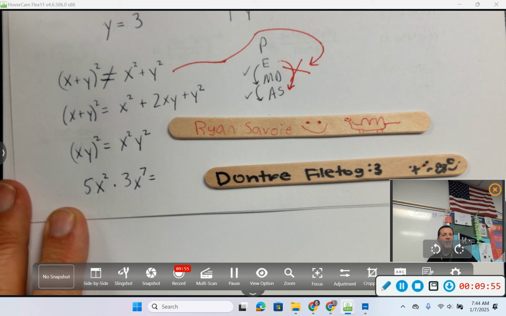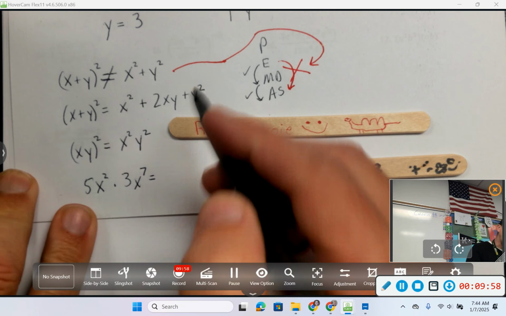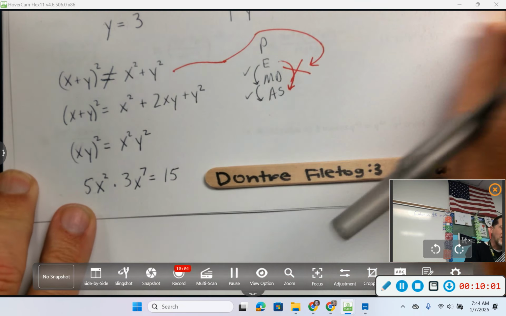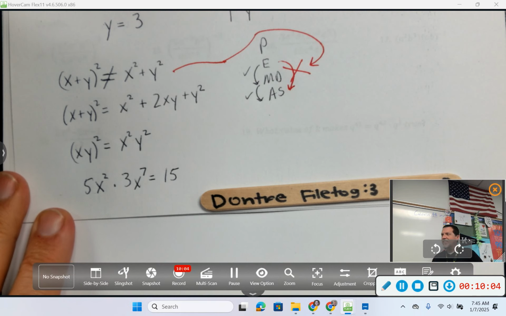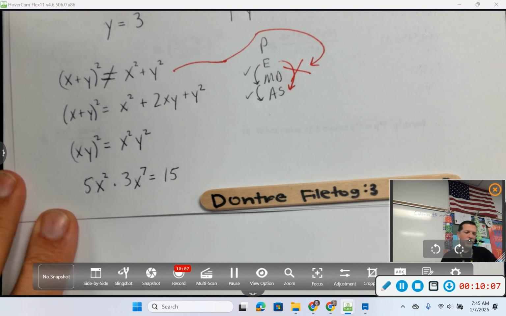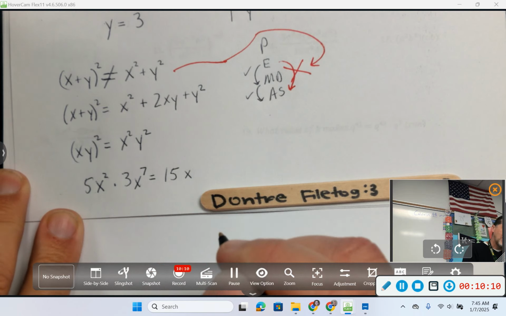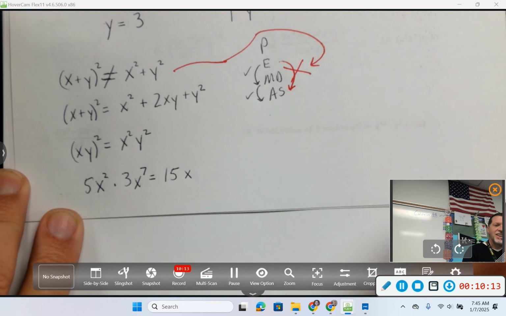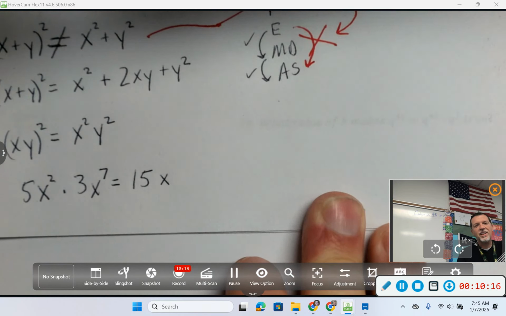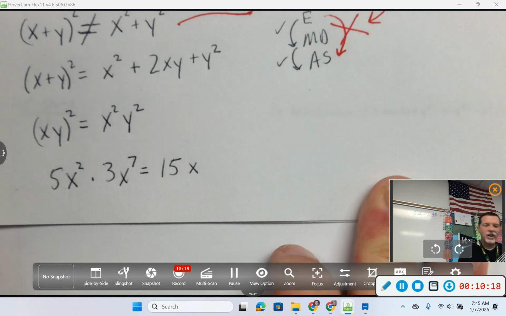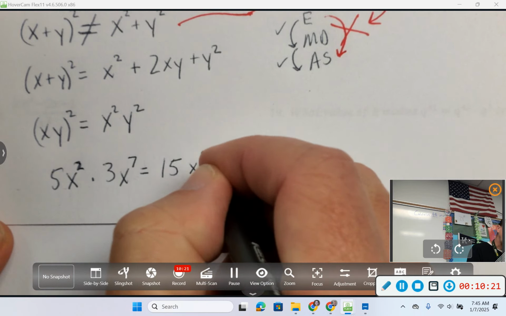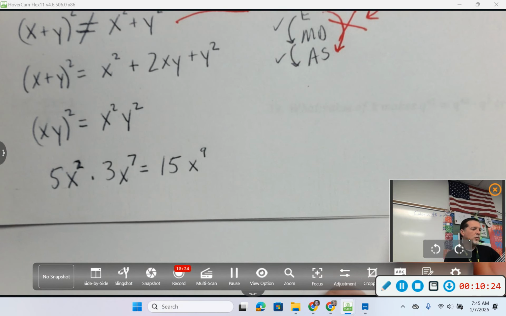So Ryan, what do we do with the 5 and the 3? It is 15. Right on track. Jan5, what about x squared times x to the 7? So what do you get? x squared and x to the 7? x to the 9. There you go. Again, old news, mostly review kind of stuff here. Is there any more? It's kind of all review. How much do we really need to say? Just reviewing.